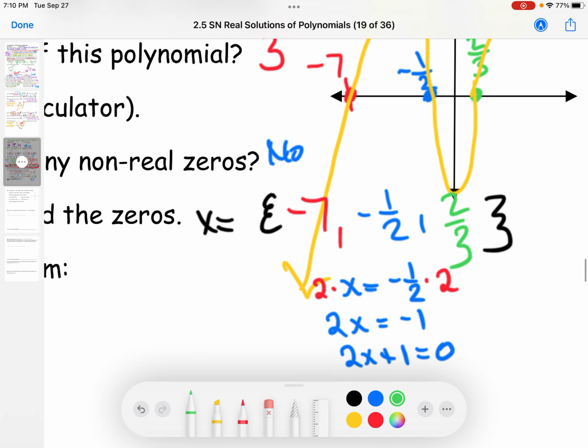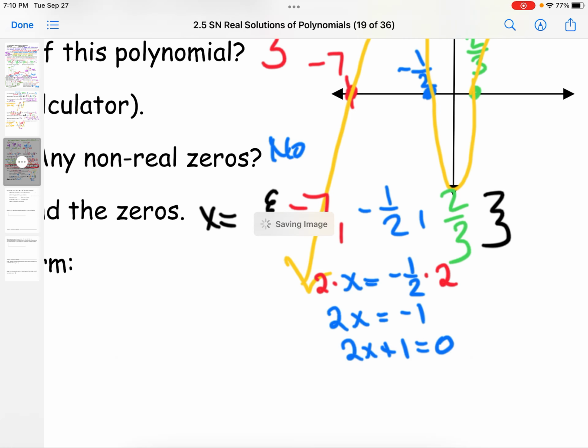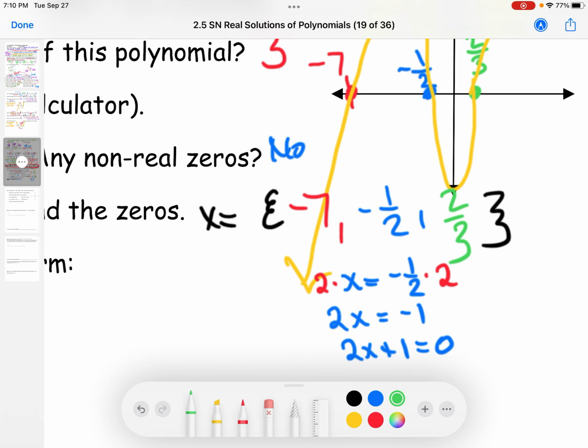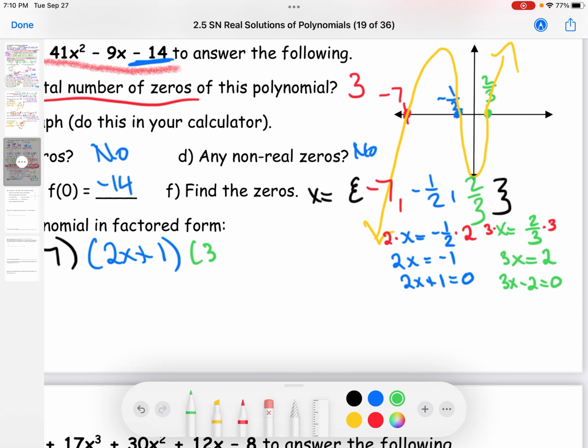Now, we're going to do it again with that third root. So, we have x equals 2/3 as one of our roots. That denominator of 3 we want to get rid of. We'll multiply both sides by 3. So, 3x equals 2. Then make one side equal 0. So 3x minus 2 equals 0. 3x minus 2 is the other factor.